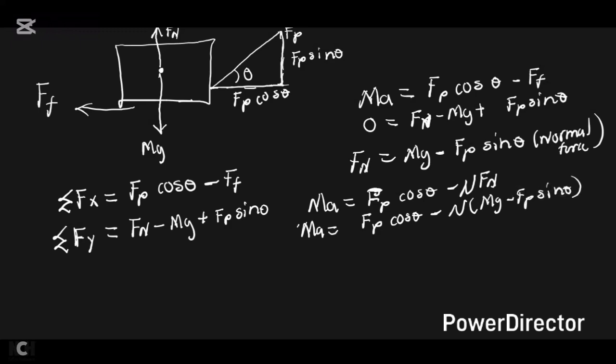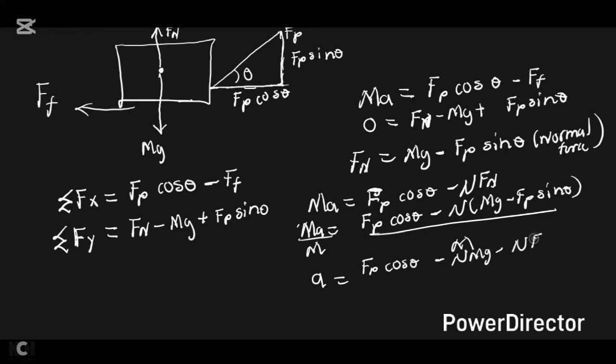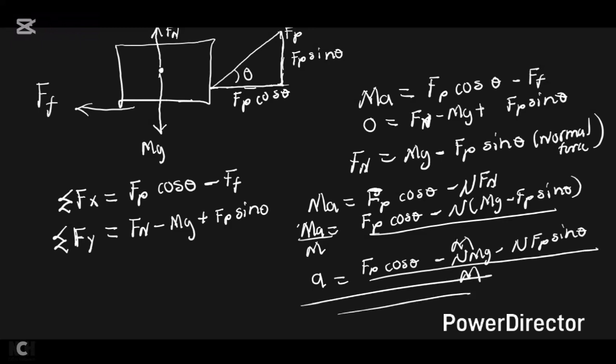Then what you come up with, you will make a the subject of the formula, which is the acceleration. Then the acceleration will be Fp cos theta minus mu times (mg minus the force applied, Fp sine theta), over the mass. So this is how you find all these things.